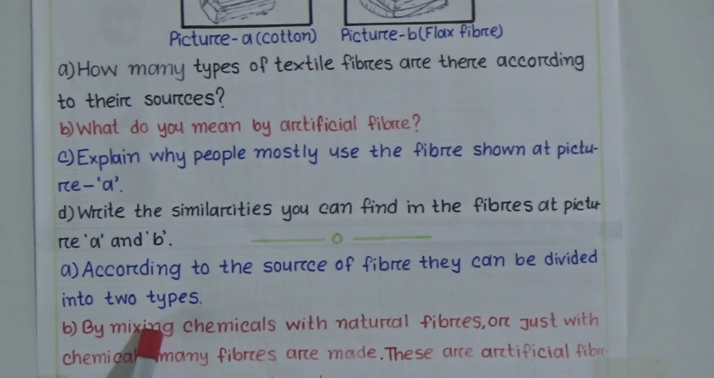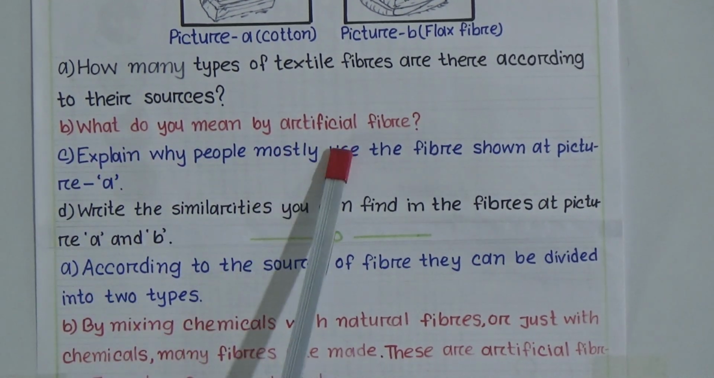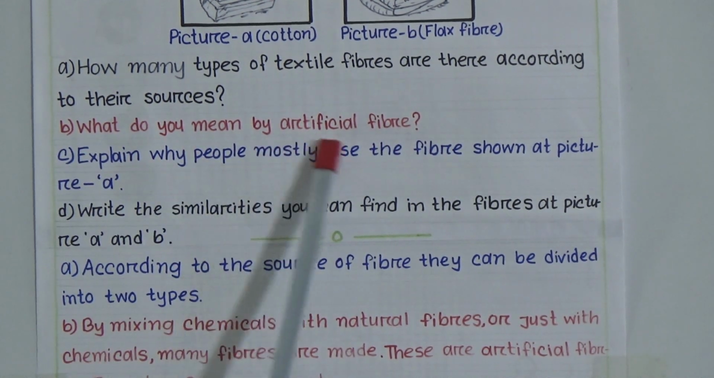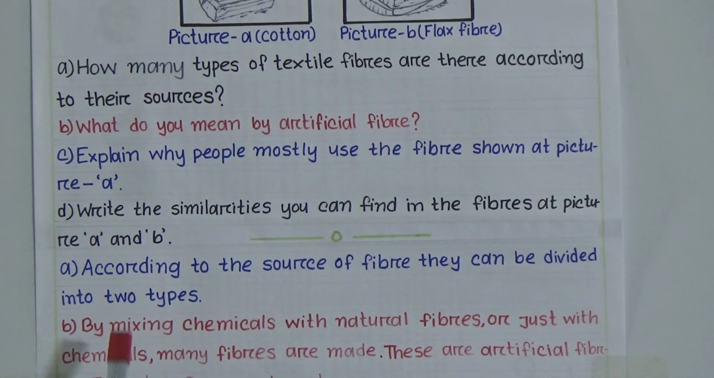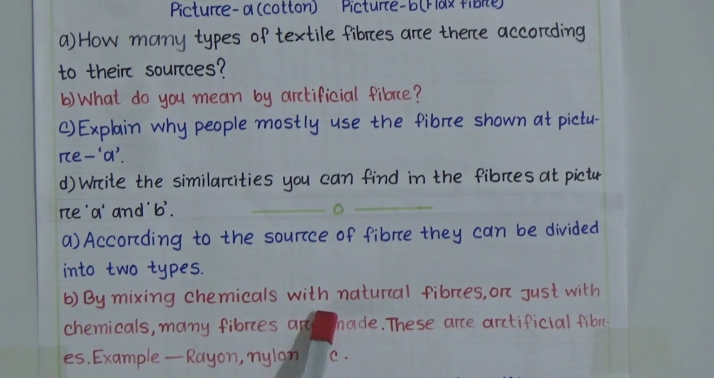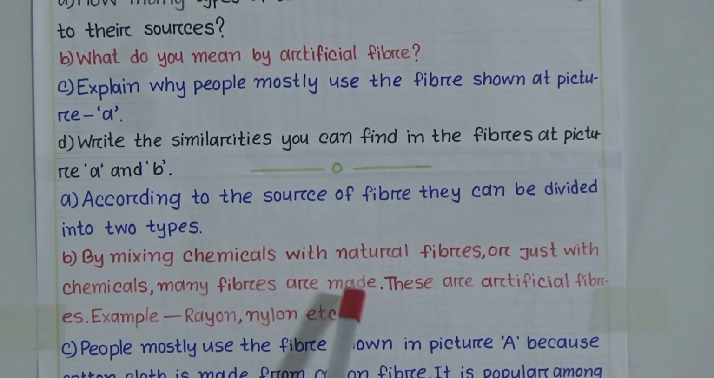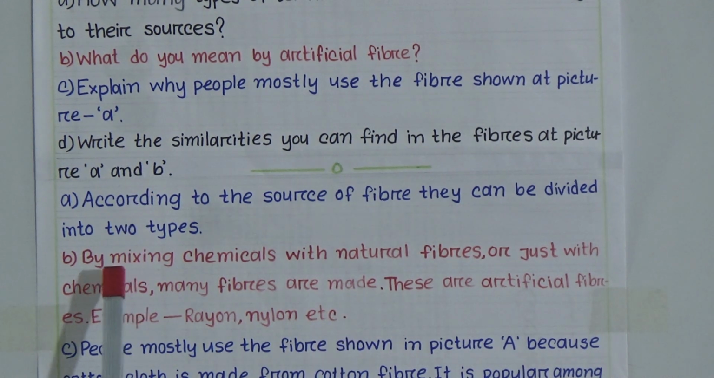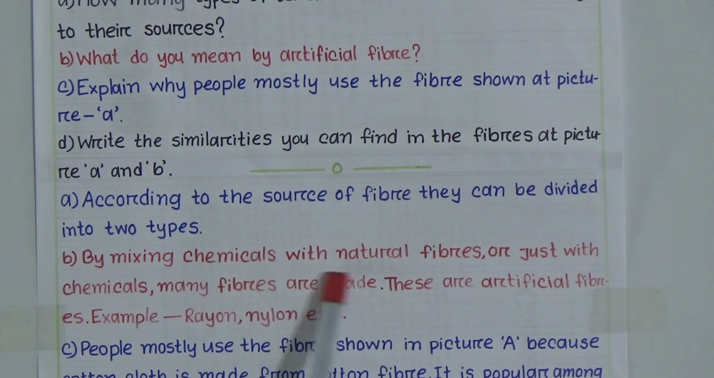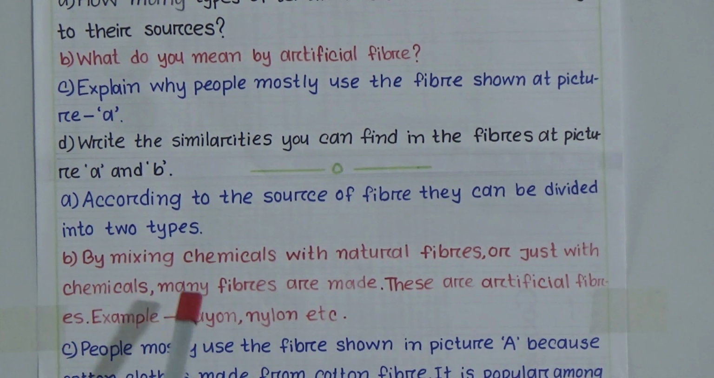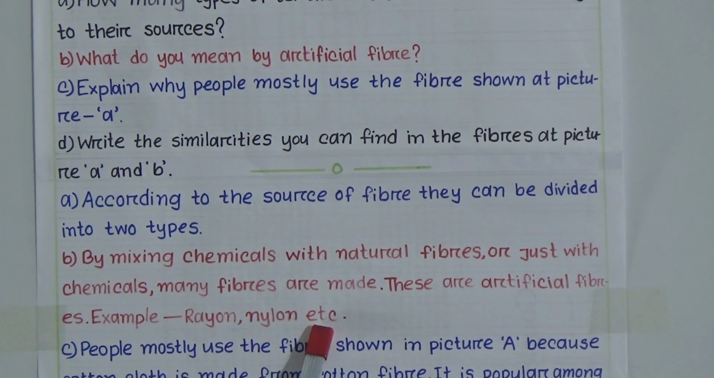Now come to question number B. What do you mean by artificial fiber? The answer is, by mixing chemicals with natural fibers, or just with chemicals, many fibers are made. These are artificial fibers, for example rayon, nylon, etc.